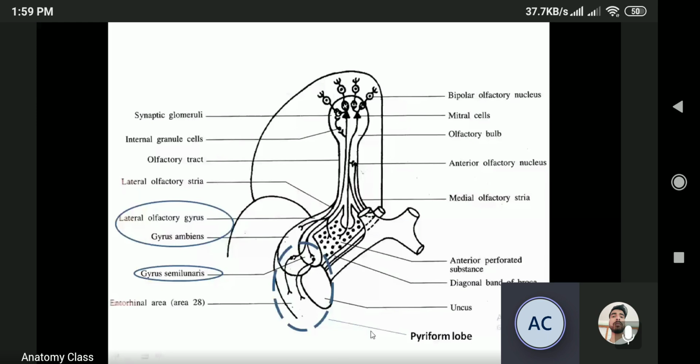So olfactory nerve, olfactory bulb, olfactory tract, olfactory stria, and this piriform lobe, all of them are included within the olfactory system. So this is about the first component part of the limbic system.